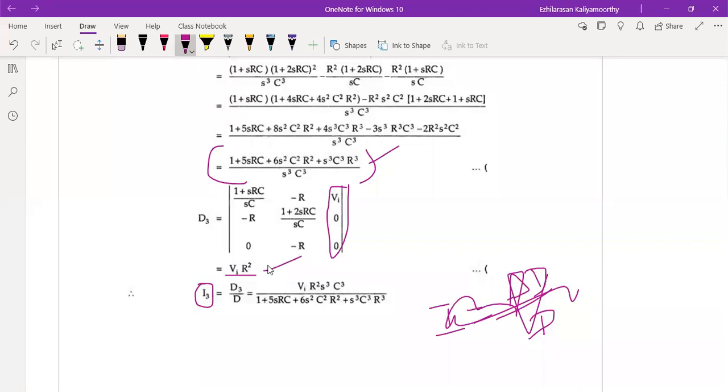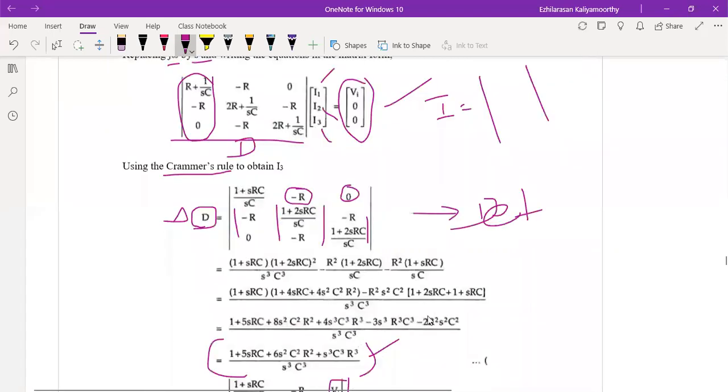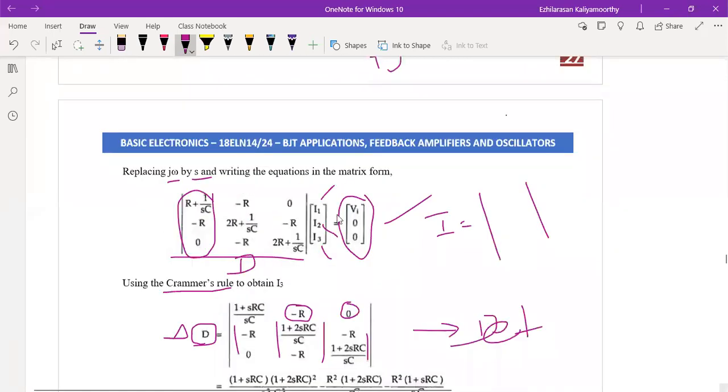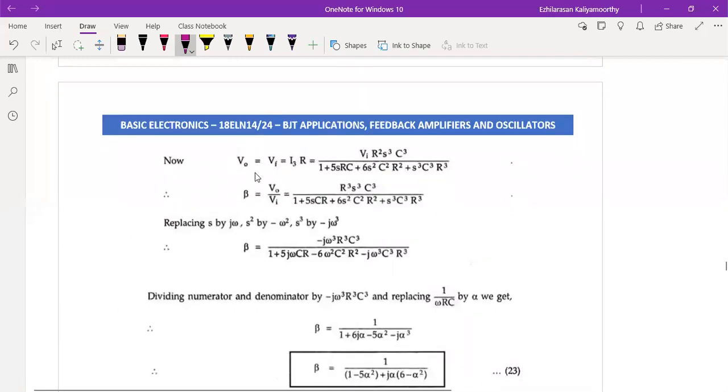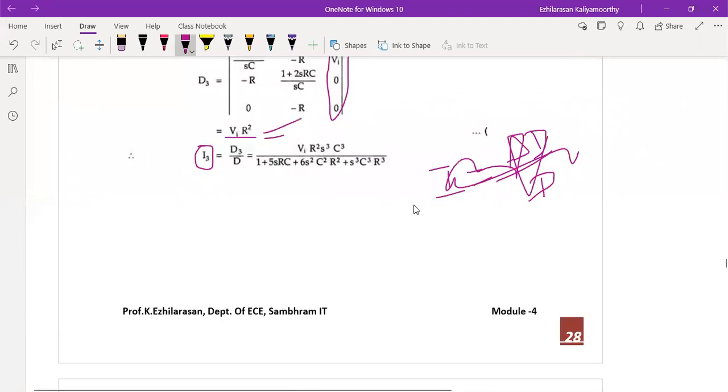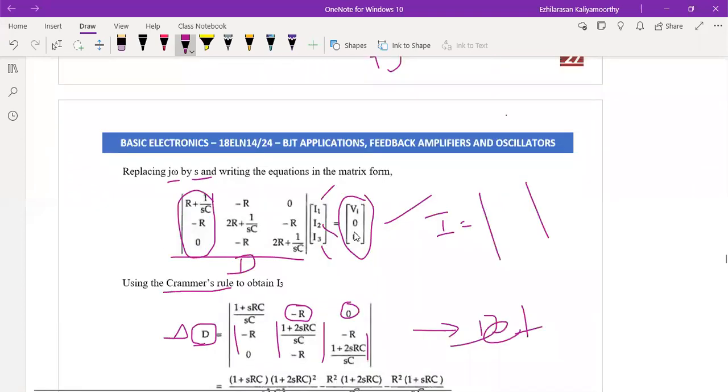Similarly, you have to do it for the others also. But here it's not done. Why? Because for I1 and I2, we have 0, so it's not needed. We calculated only I3. From that we'll get a V0 term. Here it is 0, and here also it is 0, so only here we have Vi. That is the reason we chose I3.